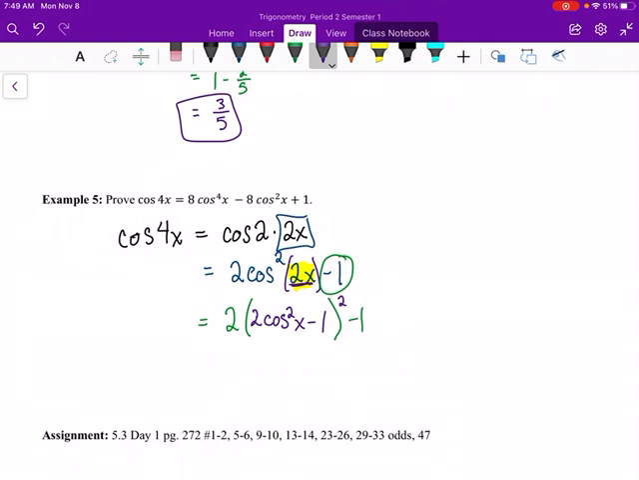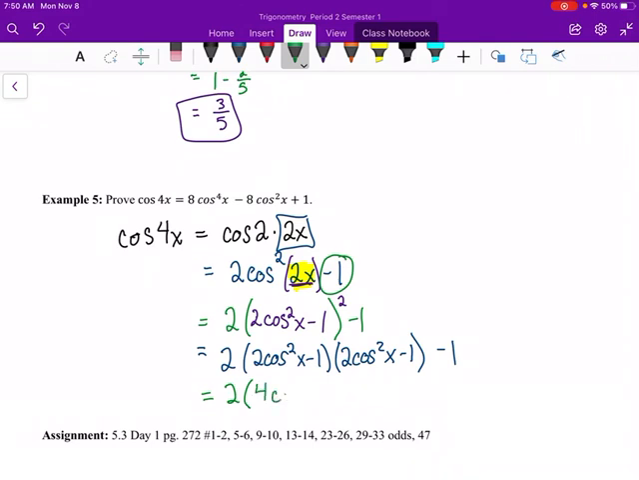Then we are going to FOIL out these parentheses that are squared here. So we're going to have 2 times 2 cosine squared of x minus 1 times 2 cosine squared of x minus 1, all minus 1. We're going to FOIL that out, and when we do that, we would get 2 times 4 cosine to the power of 4 of x, and then minus 2, which is going to be minus 4 cosine squared of x, plus 1, and then minus 1 at the end.